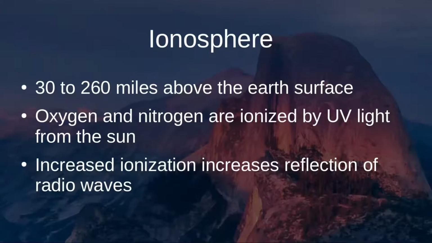The ionosphere is a portion of the atmosphere where the air is very thin and mainly composed of oxygen and nitrogen in lower concentrations, given its distance away from Earth. But the oxygen and nitrogen are actually ionized by the ultraviolet radiation from the sun. And when the oxygen and nitrogen are activated or ionized, that increases the ability for the atmosphere to reflect radio waves.